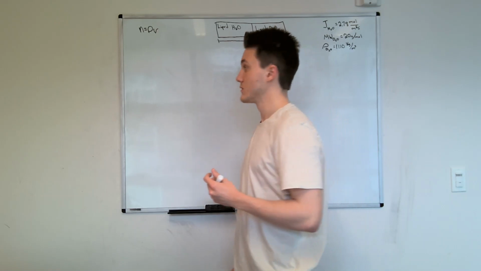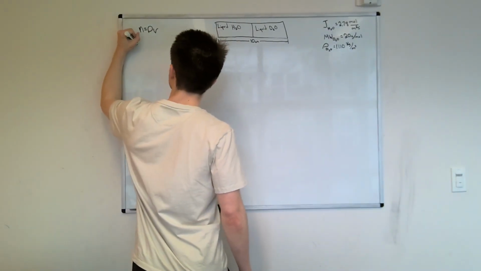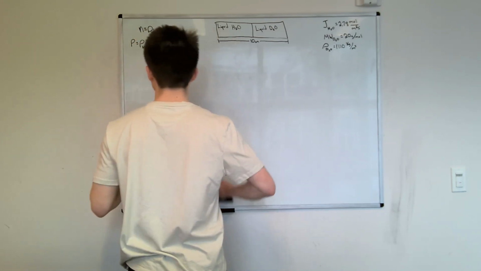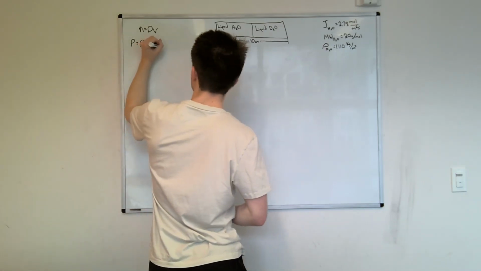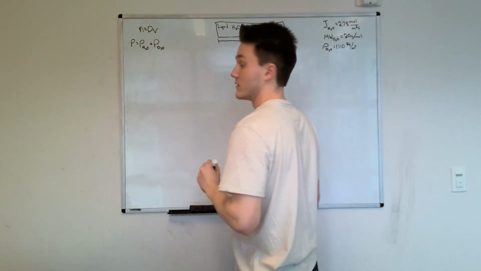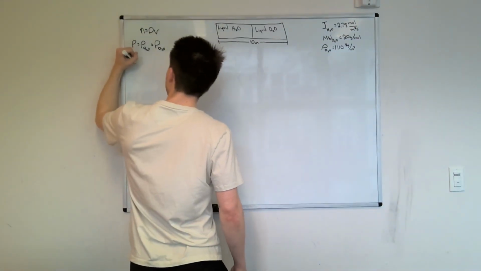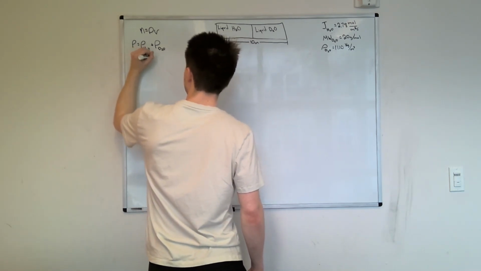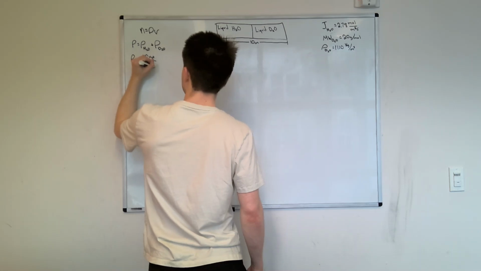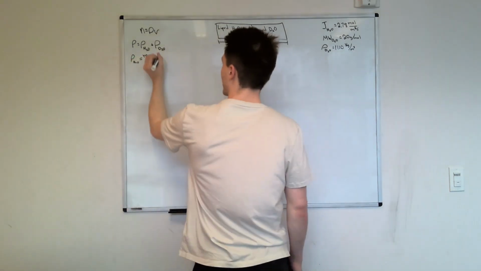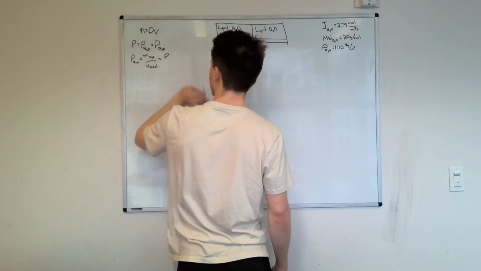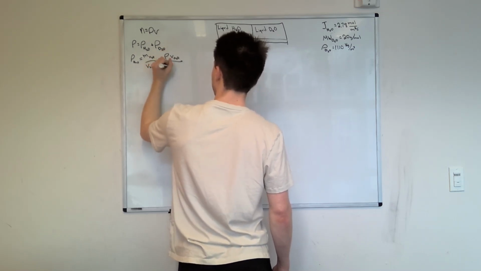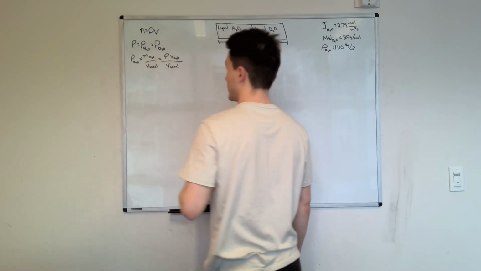So solving for the total mass concentration first, we know that that is equal to the mass concentration of H2O plus the mass concentration of D2O. And we know that the mass concentration in terms of H2O is equal to the mass of H2O divided by the total volume. And this can also be written as the mass concentration of H2O multiplied by the volume of H2O divided by the total volume.